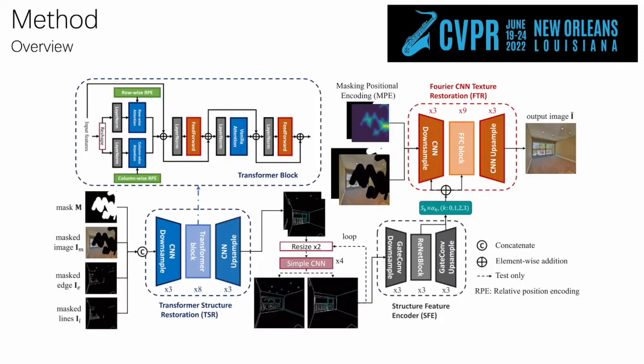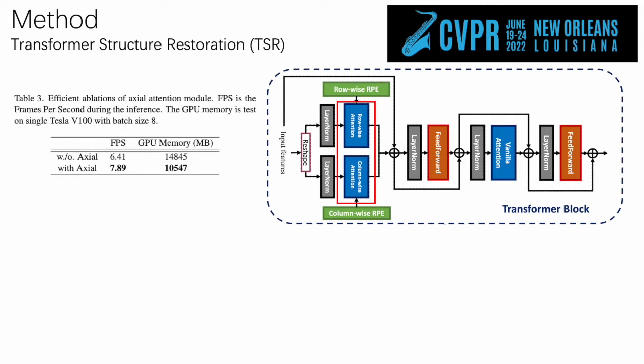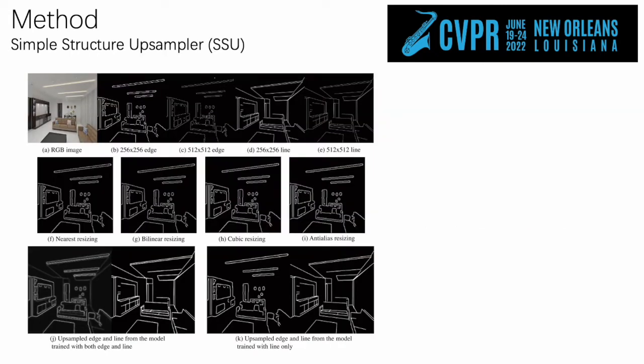Our model pipeline is shown here, which is composed of TSR, SSU, SFE and FTR, and we will detail each component within it. In order to overcome the quadratic complexity of the standard self-attention, our TSR consists of vanilla attention module and axial attention module. Besides, to improve the spatial relation, we also provide relative position encoding for each axial attention module, which improves the structure recovery results.